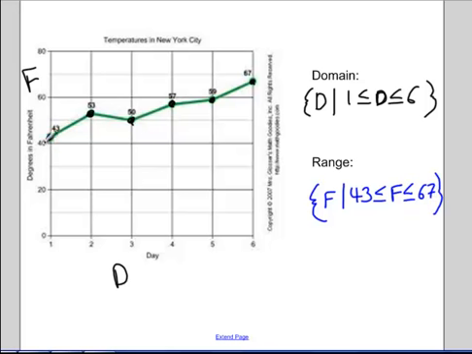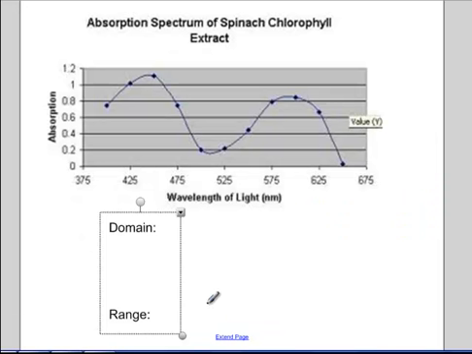Now notice that the 43 is first. It could have dropped down below 43 on day 3, and then that would be where my range is from. But it's your lowest value to your highest value. And we can write it in this set notation. Alright, let's look at another example.